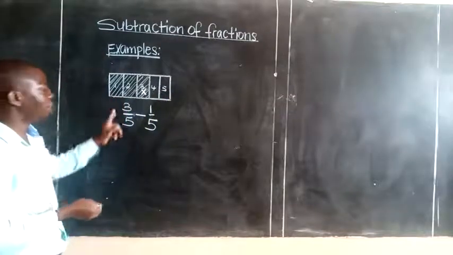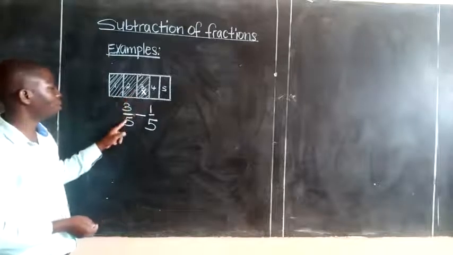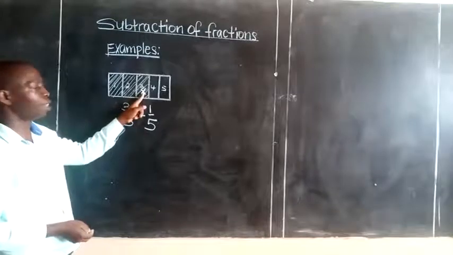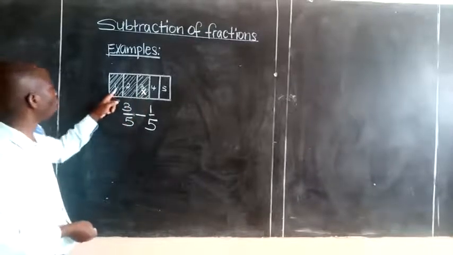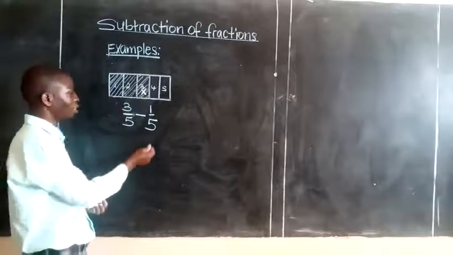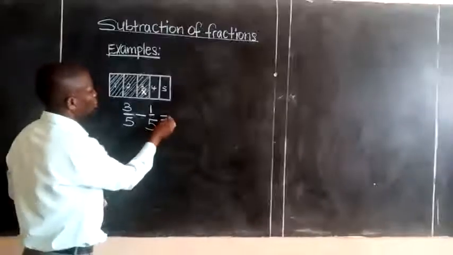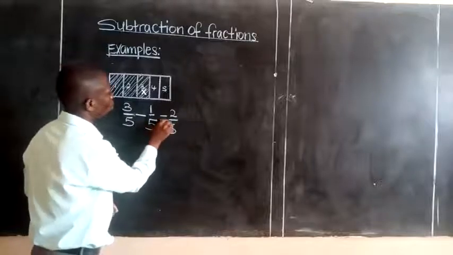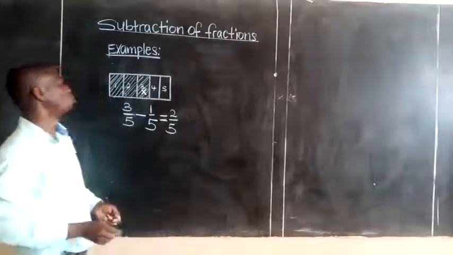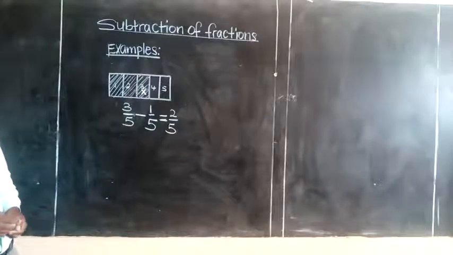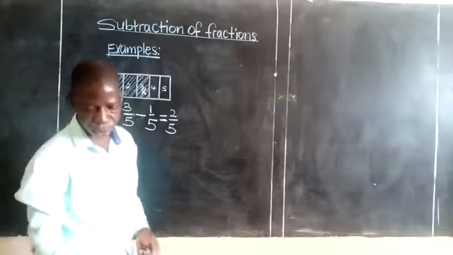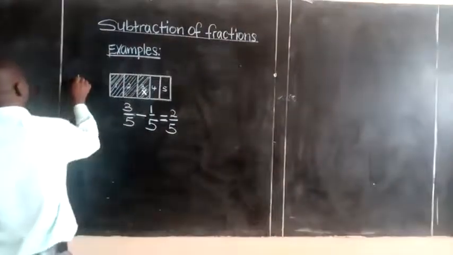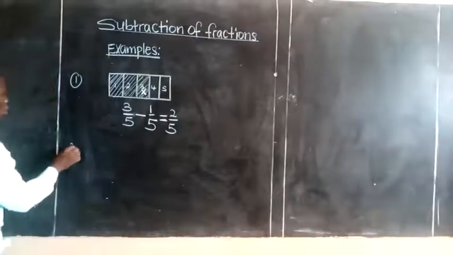We had 3 shaded parts, 1, 2, 3. And now we are taking away 1 shaded part from the 3. So what are we remaining with? 1, 2. So our answer this time is 2 out of 5. That is subtraction. That is one example.